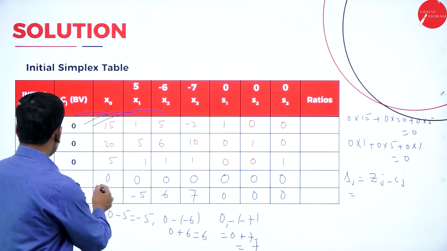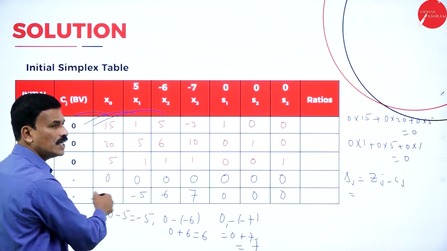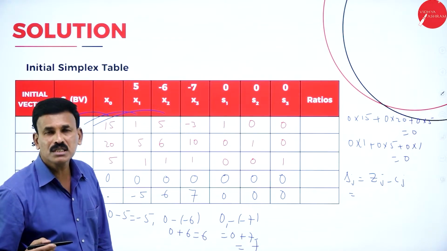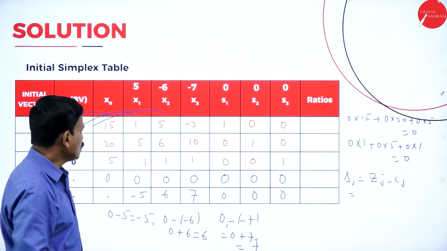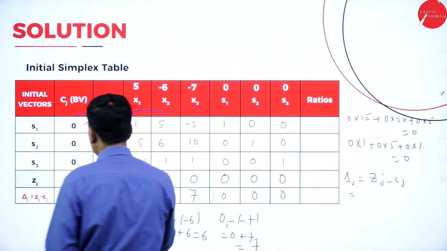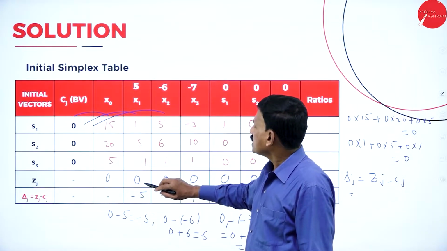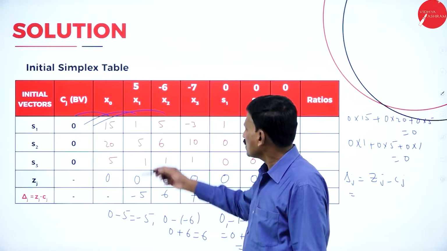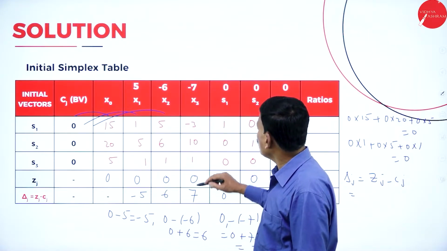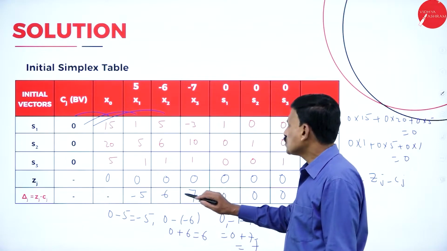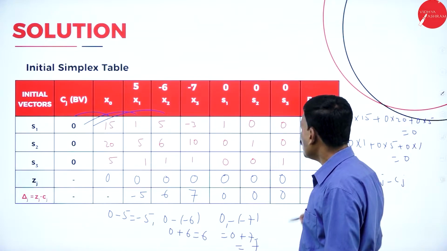Okay, listen, find out delta j. Delta j is just cross multiply these two elements and add. Usually in the initial simplex table, the Zj values are all found to be 0. Now find out delta j. Delta j is equal to Zj minus Cj. That is 0 minus 5 is minus 5. 0 minus into minus is plus 6. 0 minus into minus is plus 7. So minus 5, plus 6, plus 7 and 0, 0 and 0.